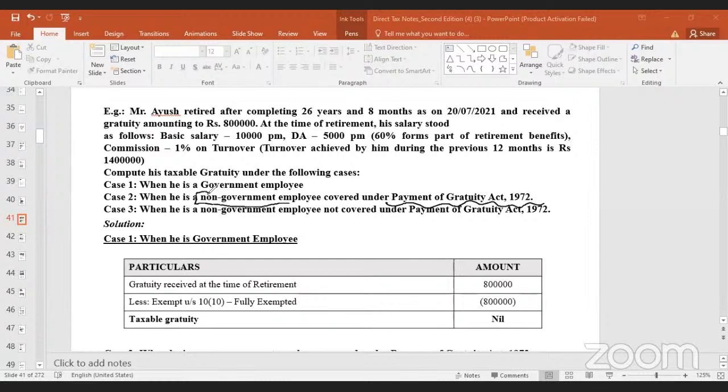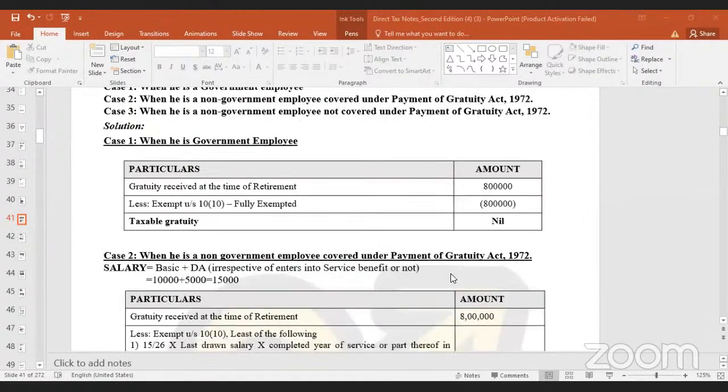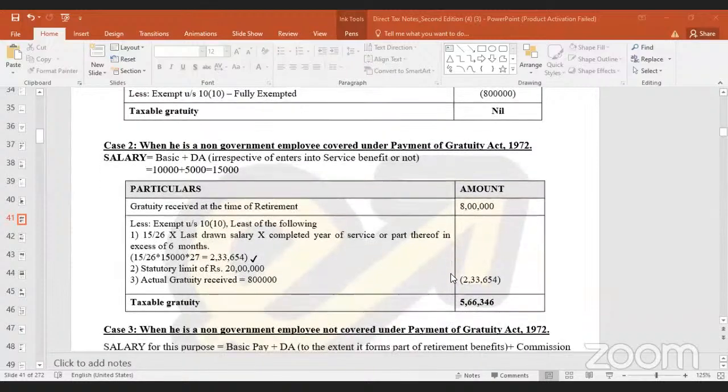Which employee is a non-government employee covered under the Payment of Gratuity Act? What to do? In this, 3 criteria are applicable. First, you should find out the last drawn salary. That's basic pay plus DA. They told you 60% and all, but the 60% doesn't apply for case 2.